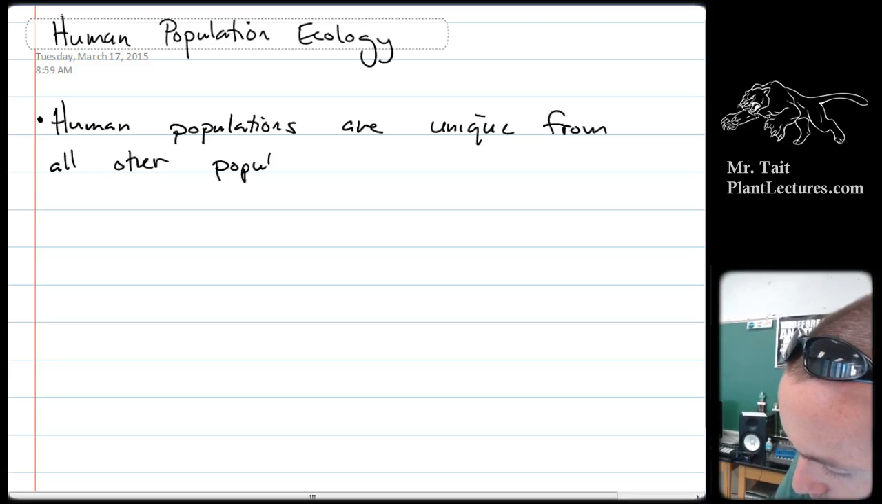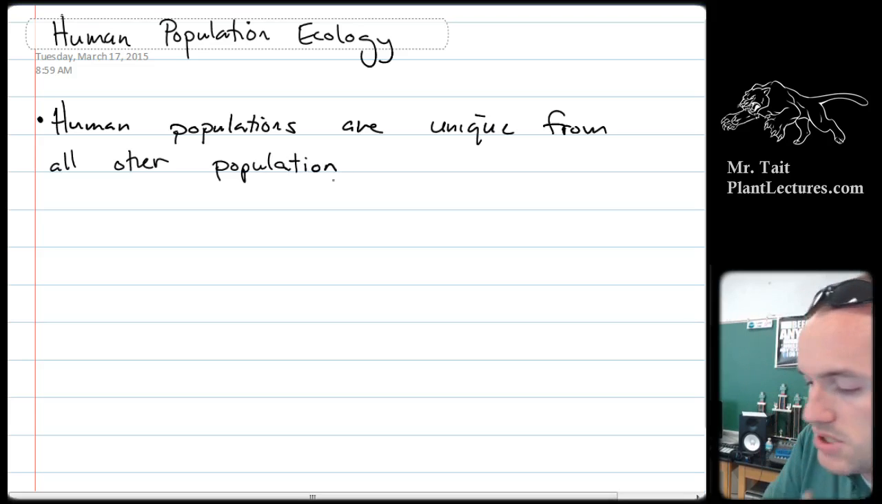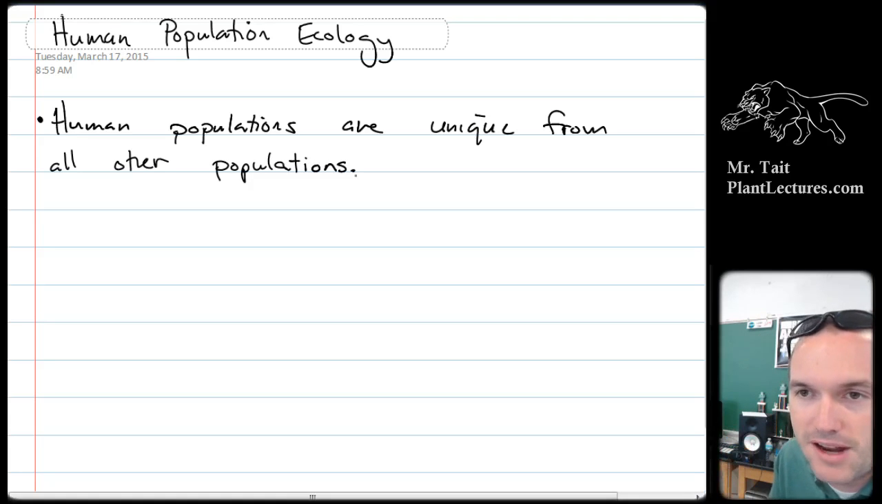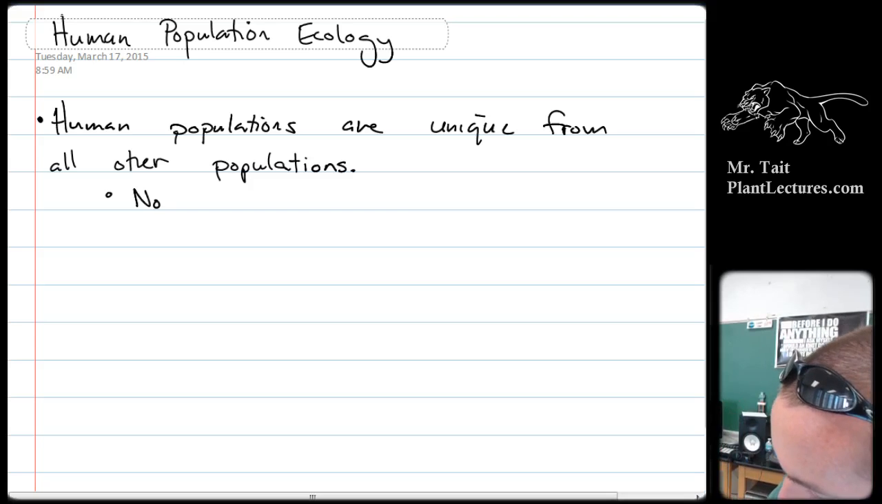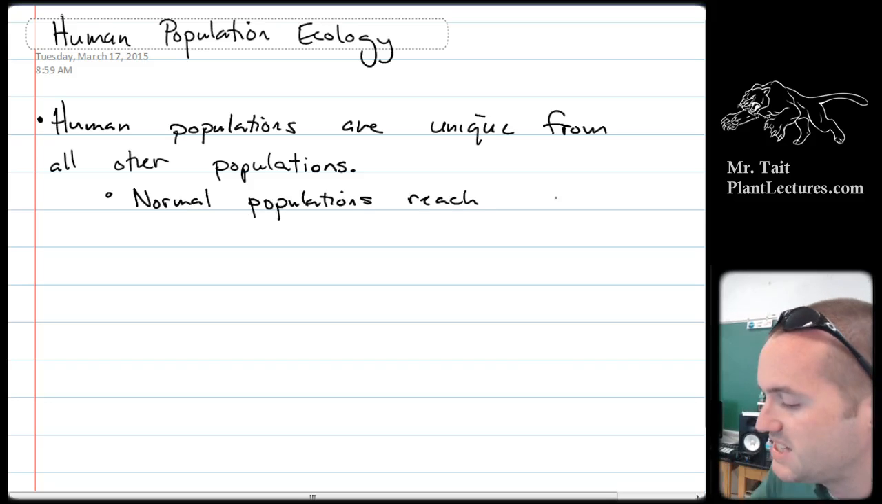So yesterday we learned about how normal populations reach carrying capacity, and that is that they have density-dependent factors, and as their population density increases, those density-dependent factors tend to be more and more and more impactful, and then that causes them to reach carrying capacity. So we can say normal populations reach carrying capacity due to density-dependent factors.